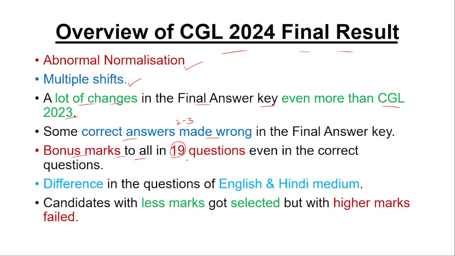The exam was done in 2 shifts, and in 19 questions everybody was given marks, whether somebody has not attempted the question, whether somebody has done it wrong, or whether somebody has done it correct. Everybody has got the marks, and this bonus has been given even in the correct question. So this is the problem.